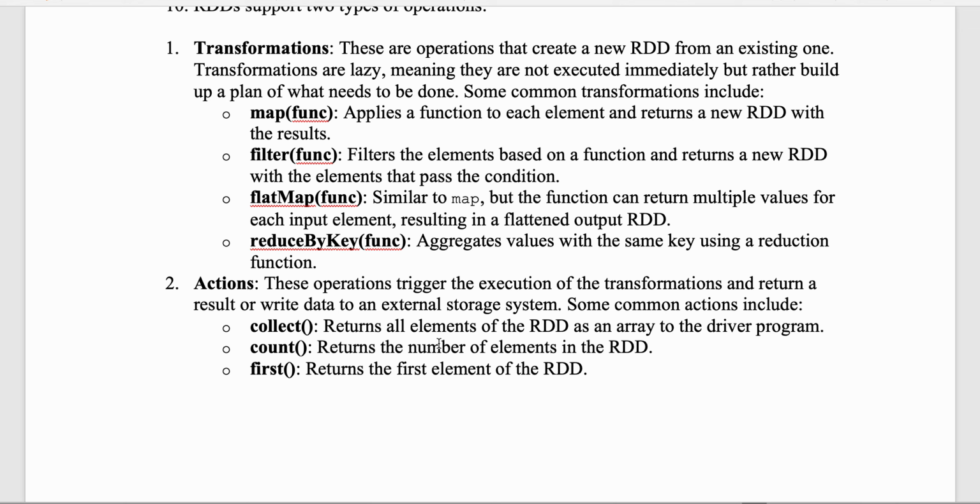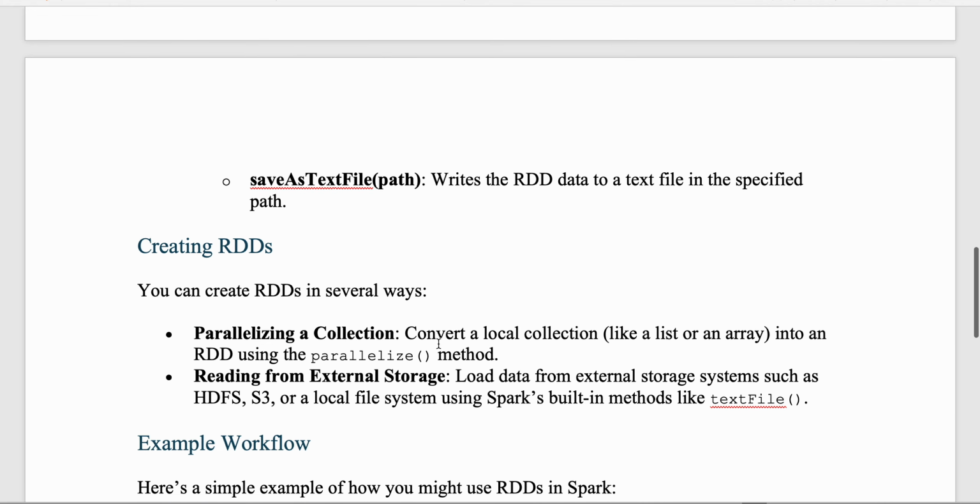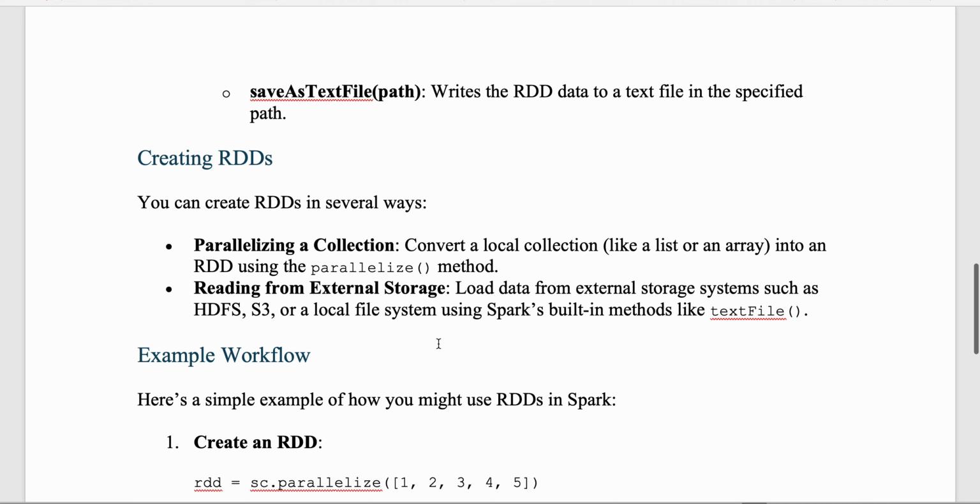Okay, we have seen that. Now we will see the ways in which we can create an RDD. You can create an RDD in several ways, but one is to parallelize a collection. If we have a collection, you can use the parallelize method and then create that RDD. Or you can create the RDD from an external storage system like HDFS, S3 or the local file system, using a method like textFile. Okay, you can do that.